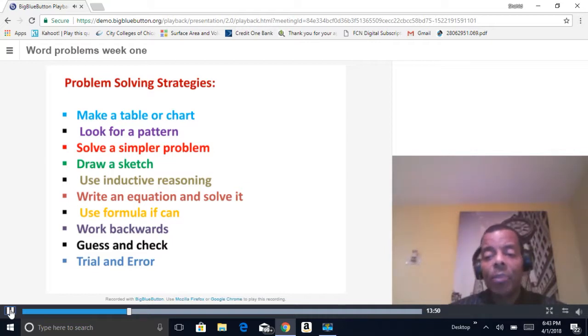Sometimes the problem might be a little more complex than you want it to be, might be a little more abstract. So one method or strategy is to solve a simpler problem. Look at a smaller problem that's similar to the one you're trying to solve. Solve that one, and then that will give you the method and means to solve the more complex or larger one. Another strategy, which is very powerful and helps a lot, is to draw a sketch.